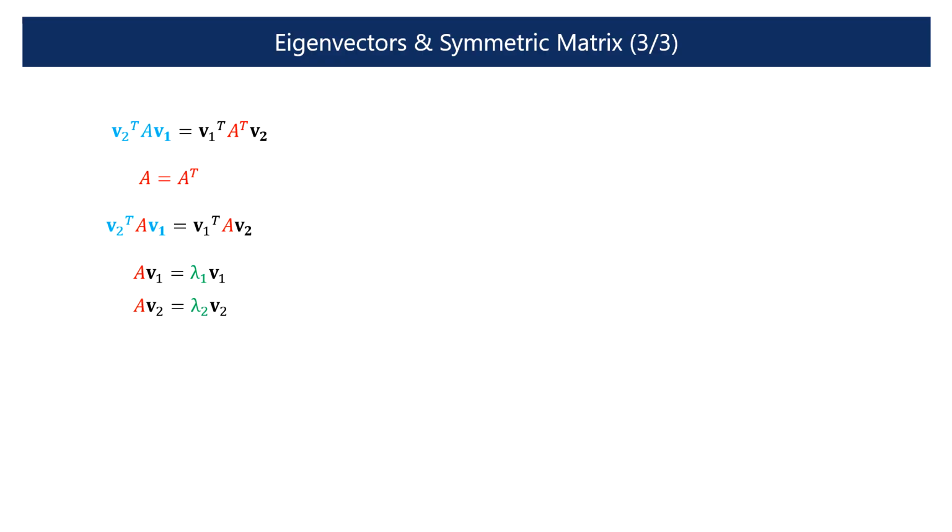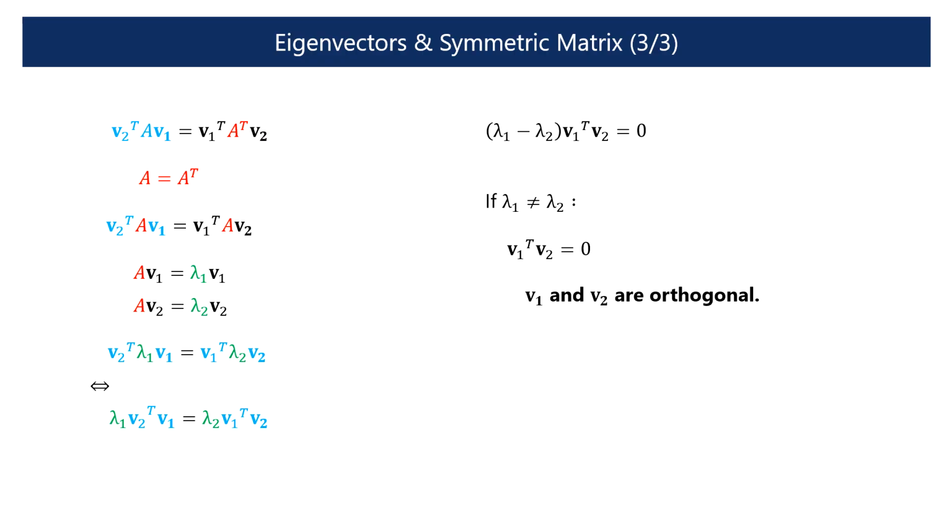The matrix A is a symmetric matrix, so A equals its transpose. So, we can rewrite the right side in this way. Using the eigenvalue equations, we can rewrite this equation in this way. We can rewrite this equation in this way. If lambda 1 is not equal to lambda 2, this equation holds. Thus, the eigenvectors v1 and v2 are orthogonal.